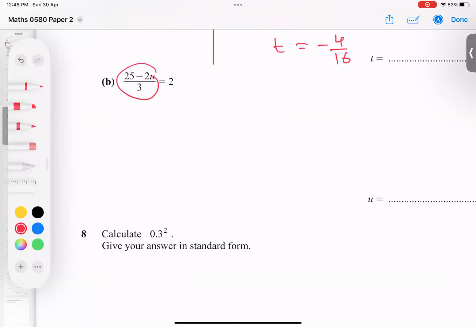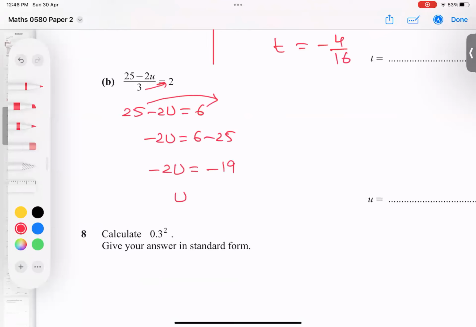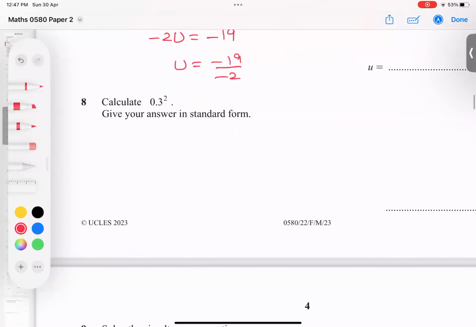This is cross multiply single fractions. So 3 can go there. 25 minus 2u is equal to 6. 25 goes on the other side, so negative 2u is equal to 6 minus 25, and negative 2u is equal to negative 19. And this negative 2 goes down. Some students think that when this negative 2 goes down, it will become positive. No, wrong. Sign never changes. And this is the answer, 19 over 2. Write in decimal or write in fractions, no problem at all.